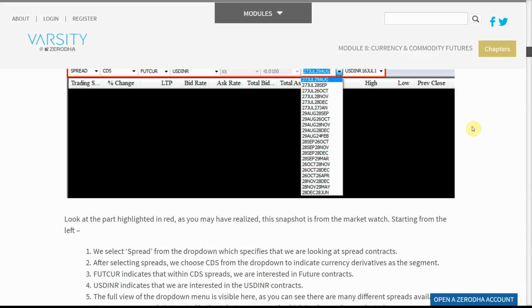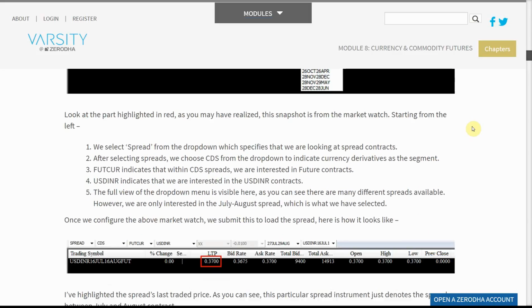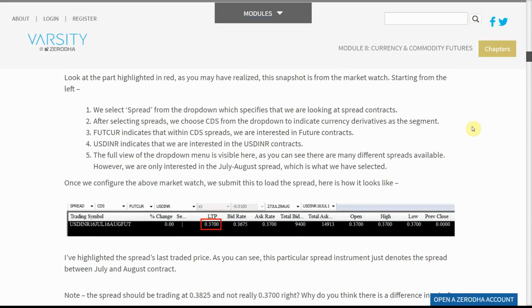Look at the part highlighted in red. As you may have realized, this snapshot is from the Market Watch. Starting from the left, we select Spread from the drop-down which specifies that we are looking at spread contracts. After selecting Spreads, we choose CDS from the drop-down to indicate currency derivatives as the segment. FUTCUR indicates that within CDS spreads, we are interested in future contracts.